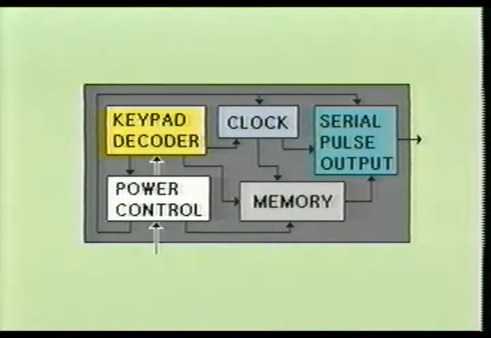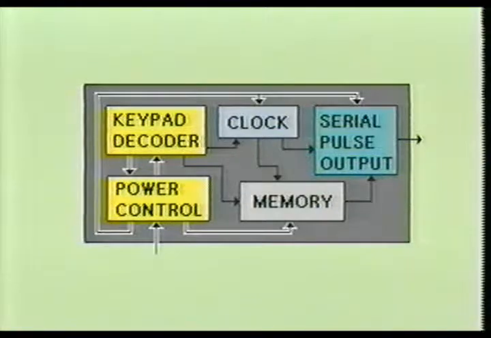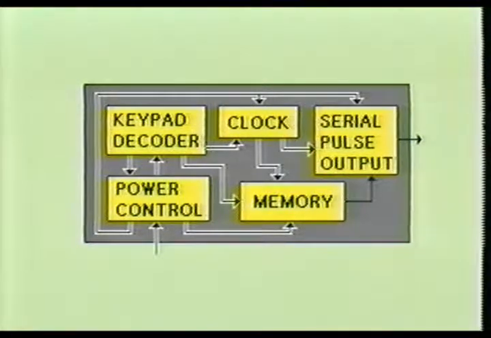When a function button is depressed on the infrared-style remote control, the keypad decoder section will trip the power on, starting the internal clock, and accessing the memory circuits for the digital pulse code of the chosen function. The digital pulse code is clocked out of the memory circuit and into the serial pulse output stage.